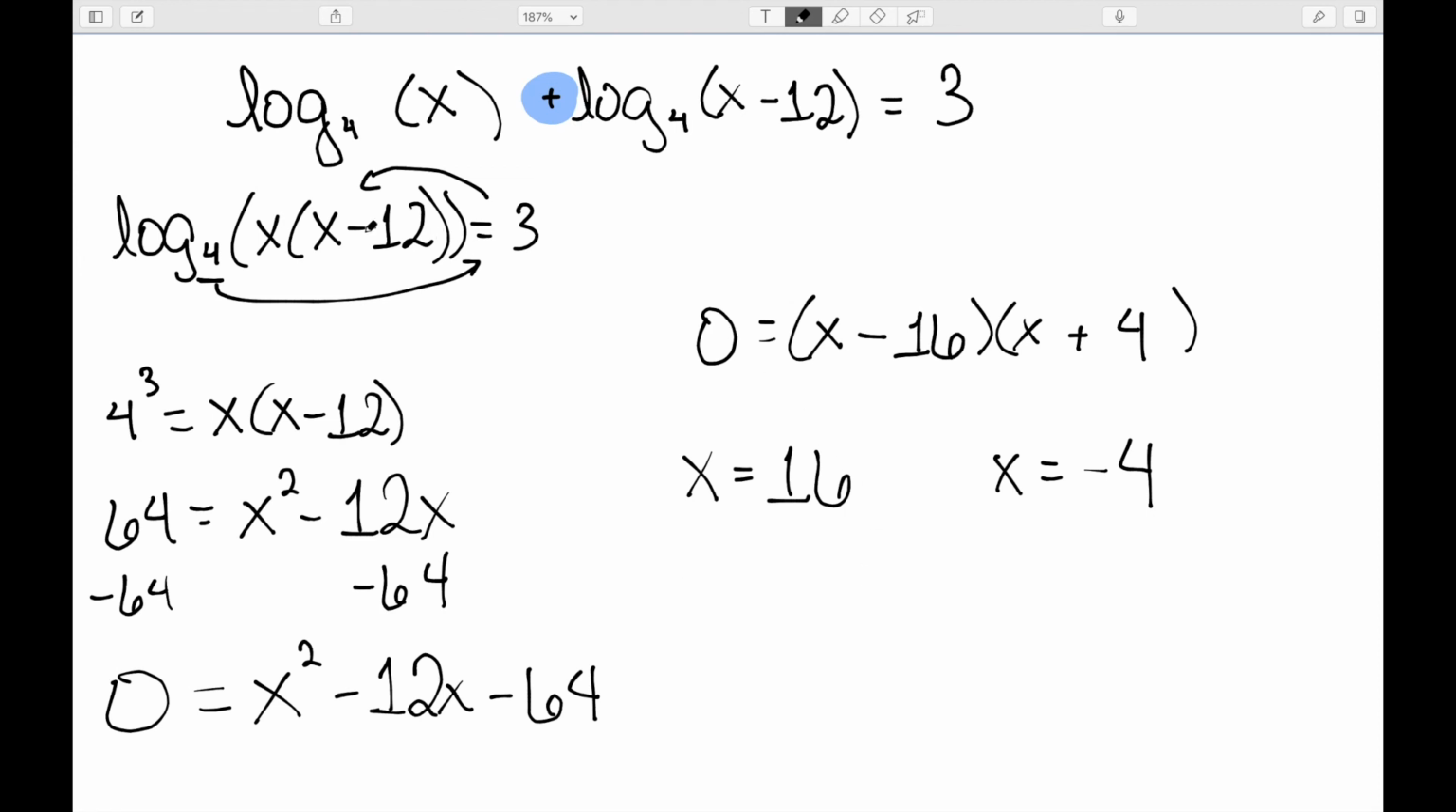If I double check 16, log base 4 of 16, that's fine. 16 minus 12 is 4. Log base 4 of 4, that's fine, equal to 3. So this one works. If I plug in negative 4, I get log base 4 of negative 4. I cannot take the logarithm of a negative number, so that one's wrong. And my only solution is x equal to 16.